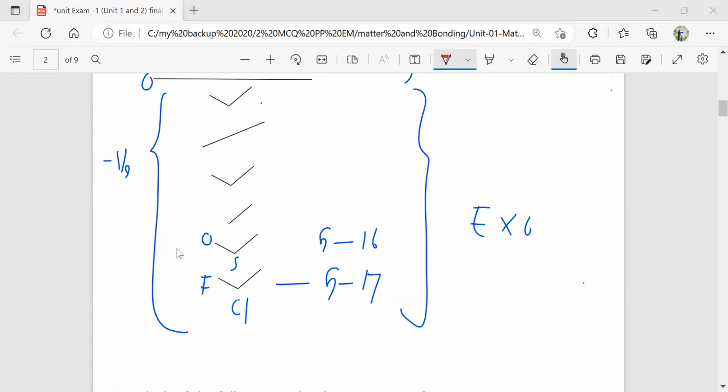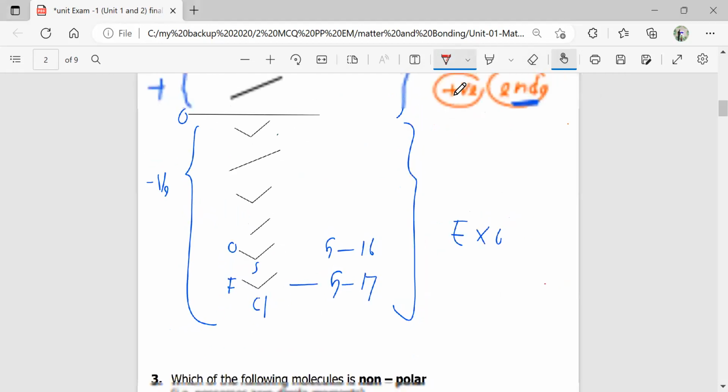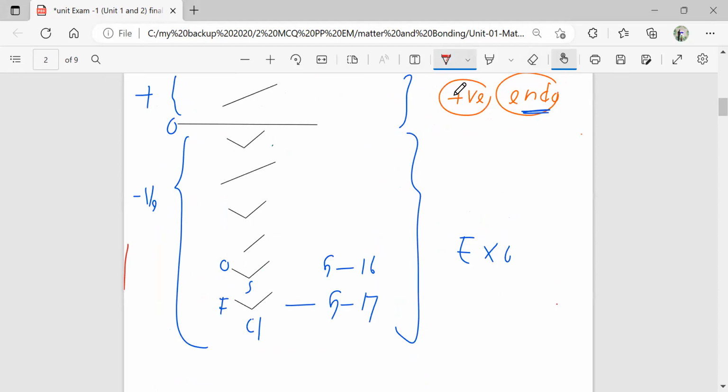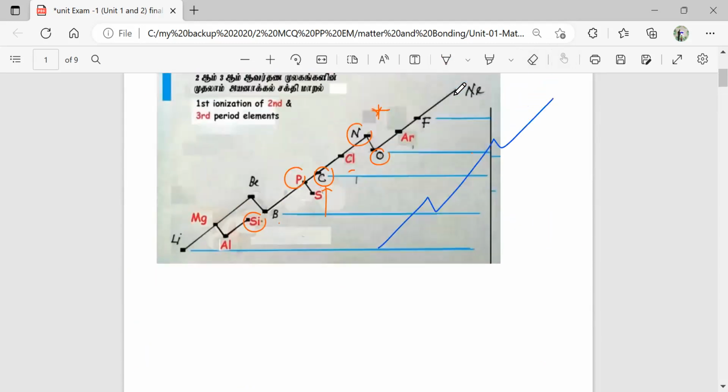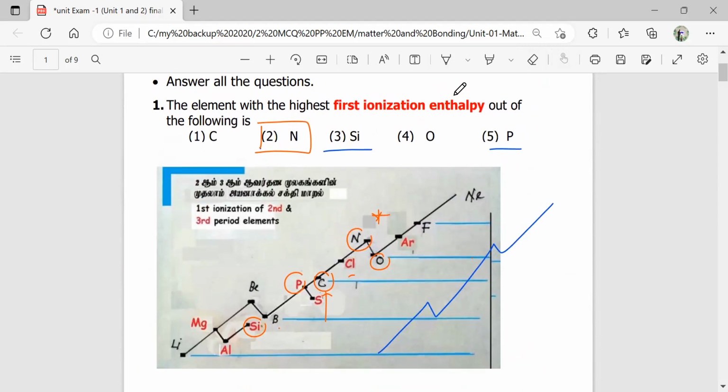Okay, good. I'll try to explain it slowly. Now we are studying electron gaining energy, and we'll try to understand it properly, right? Initially we discussed ionization energy. In the ionization energy discussion, the very important thing is to use a graph.